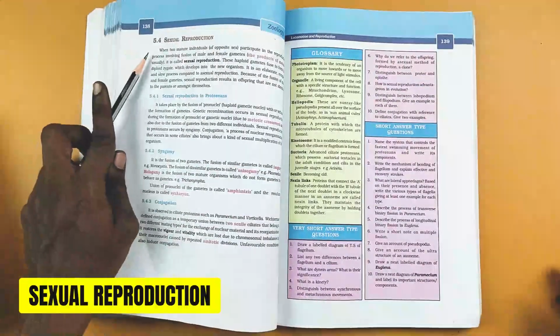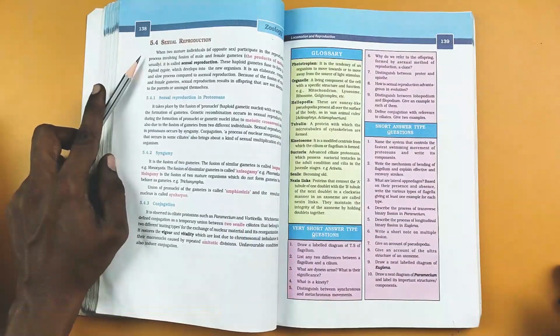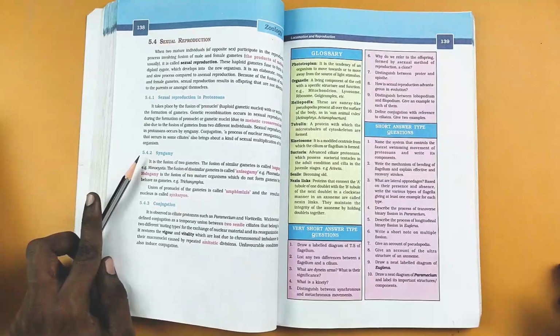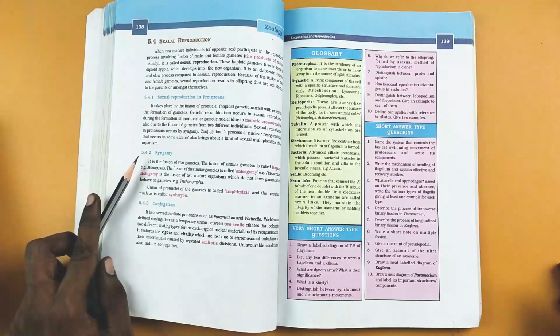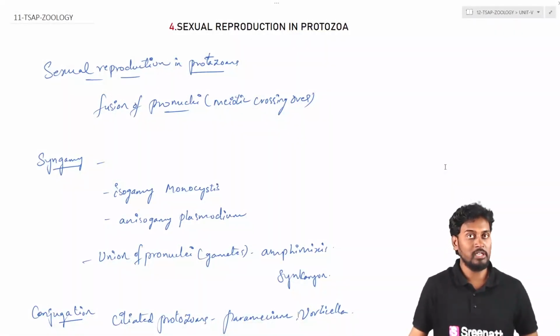So in case of sexual reproduction we can see the fusion of the gametes, where the male and female gametes are observed. That is syngamy, the sexual reproduction in the protozoans. So here, in a rare case, we can see sexual reproduction also taking place. So coming to the fourth topic, that is sexual reproduction in protozoans.